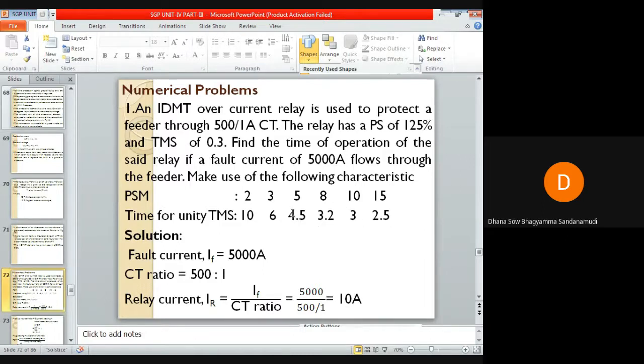This is the given problem, and you have to determine the time of operation of the relay if the fault current is 5000 amperes flowing through the feeder. Okay, note down the question. As soon as you complete, type C.